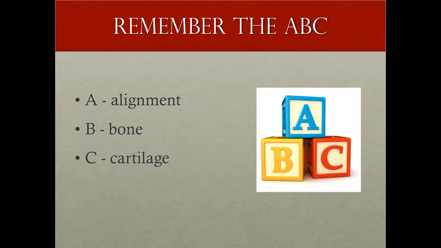So remember your ABCs when you're looking at films. Look for the alignment, look at the bone, look at the cortices, look for the cartilage, as well as the soft tissue.